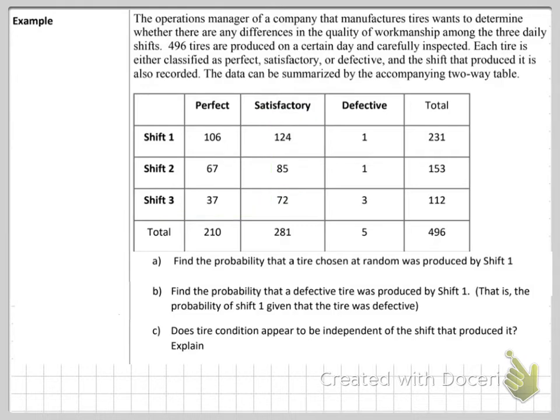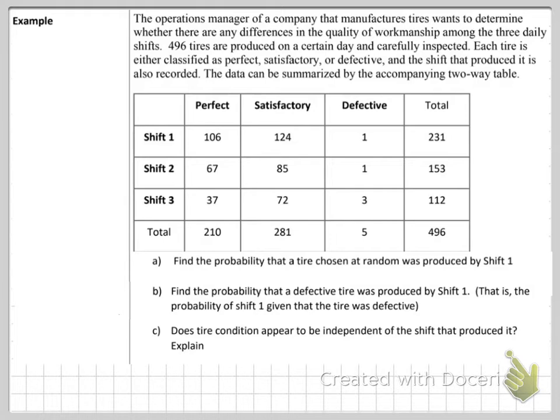You can also see that there are totals in here. So if I take a look at the 5 that I've circled in red, this is the total of the defective column. So out of all of them that were produced, 496, 5 of them were defective. That's all that's saying. So now that we have a better idea of how to maneuver our way around this table, let's go ahead and take a look at these questions.